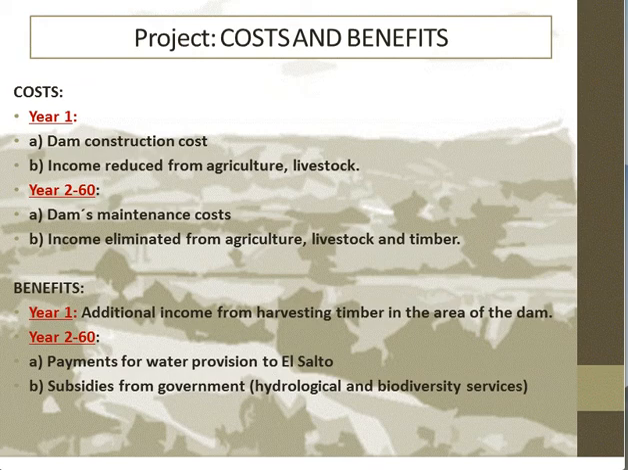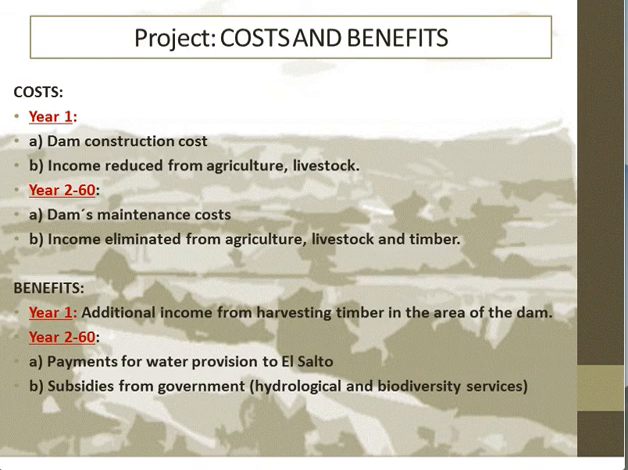In the next slide, we can see a summary of the costs and benefits. The cost in year one that we consider is the dam construction cost, and the income which is reduced from the agriculture and livestock activities. In years 2 to 60, the cost will be the maintenance cost of the dam, and also the income which will be eliminated from agriculture, livestock, and timber.